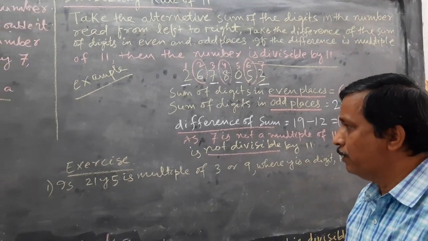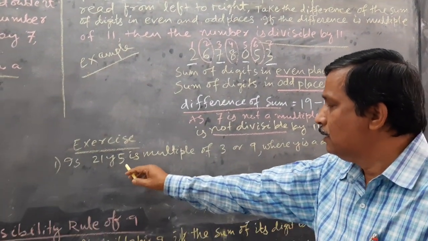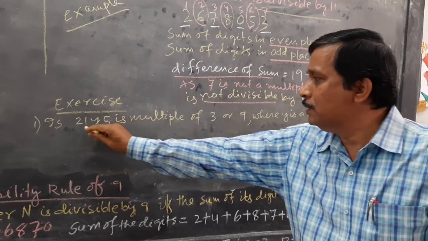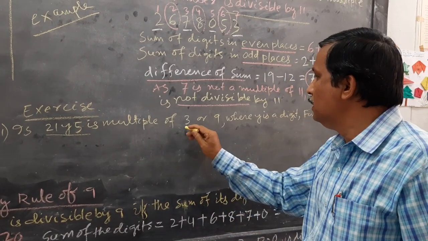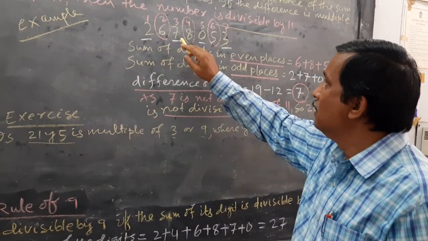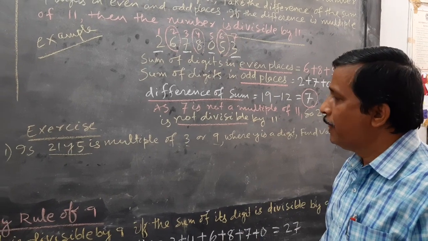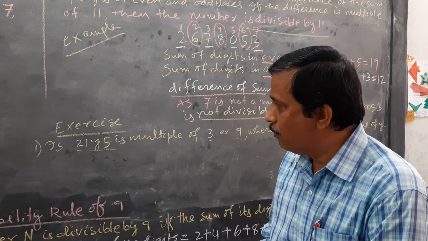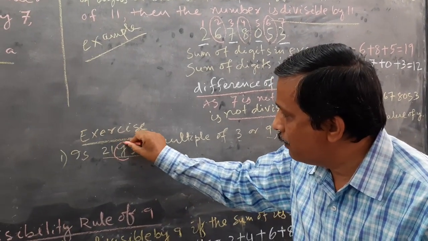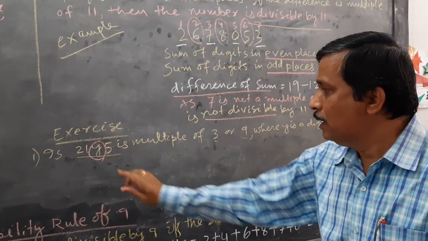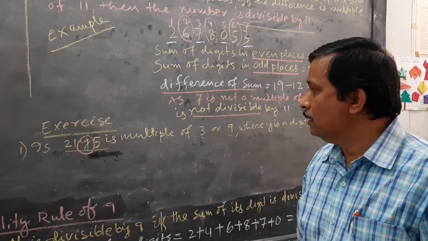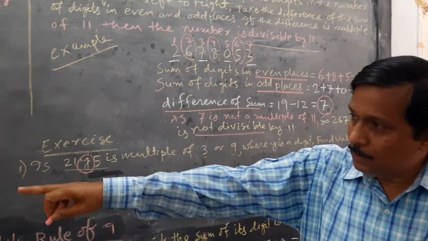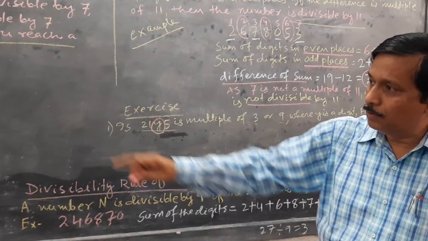Again, suppose for example the number 2, 1, y, 5 is a multiple of 3 or 9. Here you see all are numbers, but in this question, y is not a number. This is a variable, an alphabet. So you have to find out when the number is divisible by 3 or 9. For that, there is the divisibility rule.